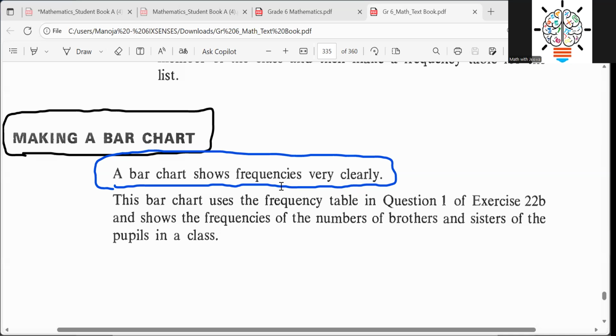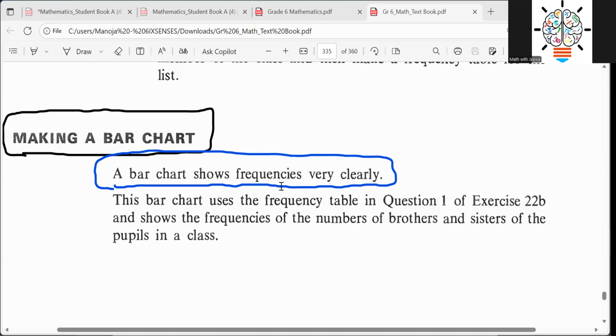Okay, so the bar chart shows frequencies very clearly. The frequency, in the sense, is the number of students or the number of vehicles or whatever the item we are talking about, how many you have. So this bar chart shows frequencies very clearly.